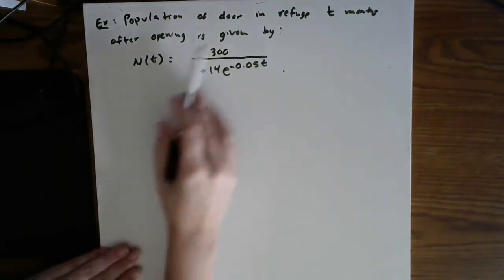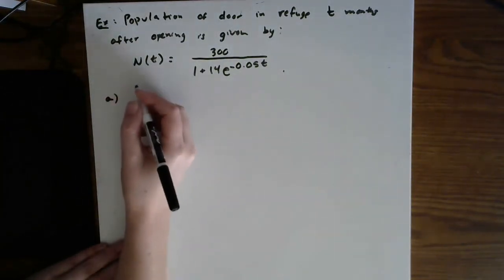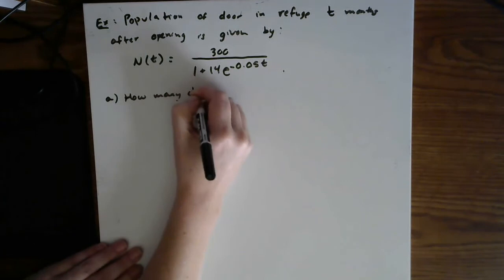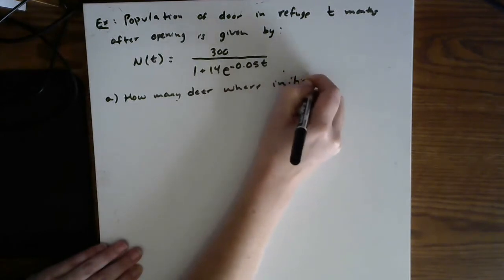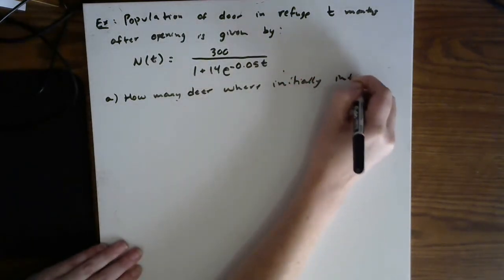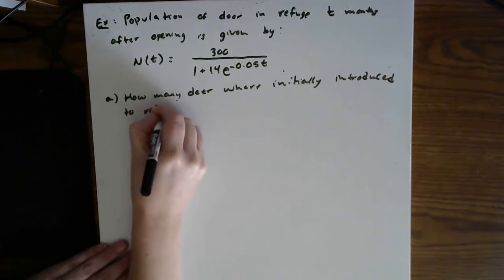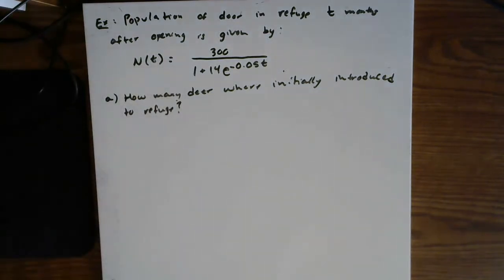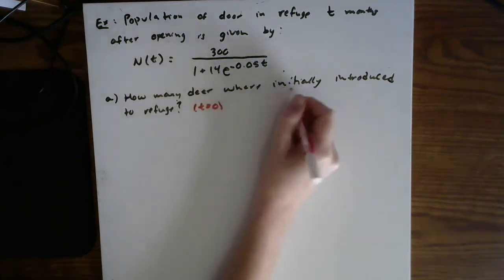Again, N will be number of deer and t will be time in months. And let's just answer a series of questions. So how many deer were initially introduced to this refuge? Now, I have mentioned this several times, but anytime you hear the word initially, you should be thinking t equals zero. That's what that is telling you.